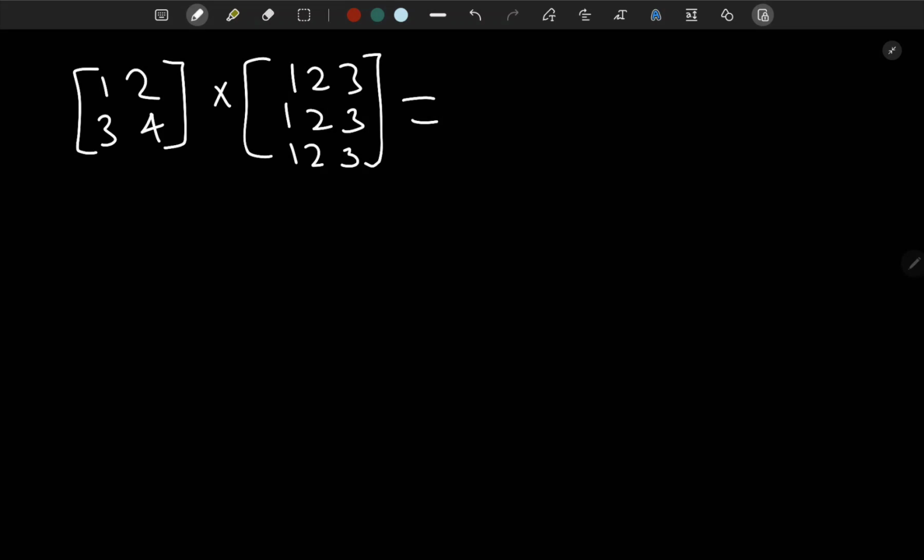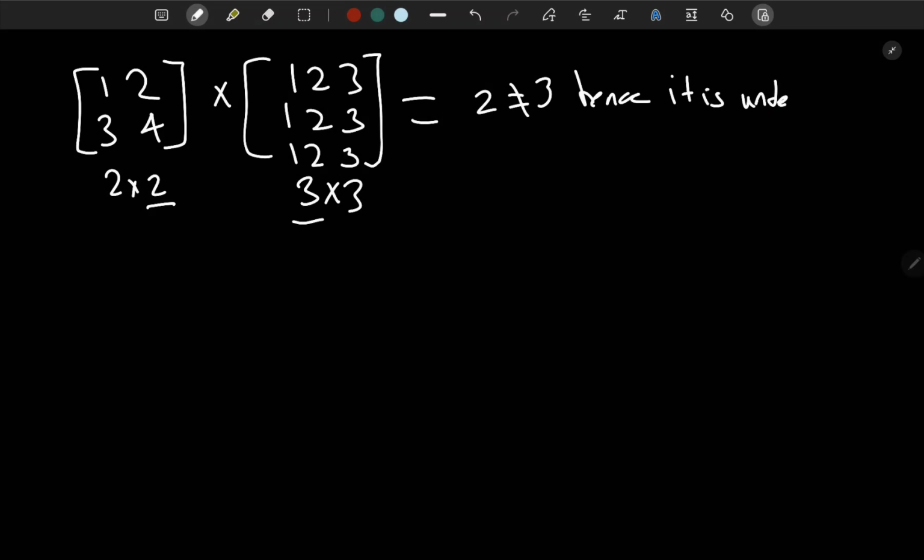So now let's look at another example over here. The first thing again that we have to do is write the order of the matrix. So this is a 2 by 2 and this is a 3 by 3. And now if we verify the columns of the first matrix against the rows of the second matrix, they are not equal. So 2 is not equal to 3, hence we can directly say that the multiplication is undefined.